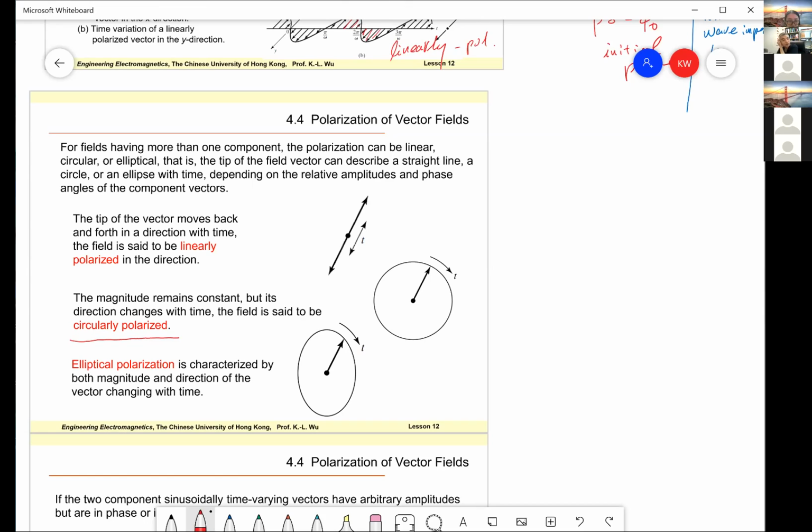And if it happens that you didn't design the antenna very well, so you couldn't create a perfect constant magnitude or circle, then you can generate what we call elliptic polarization.